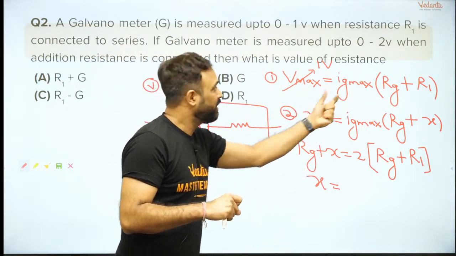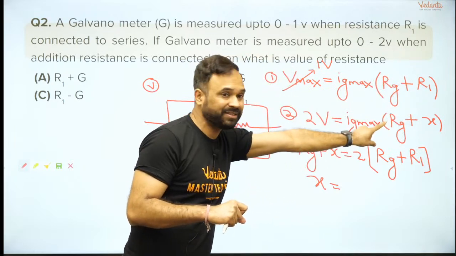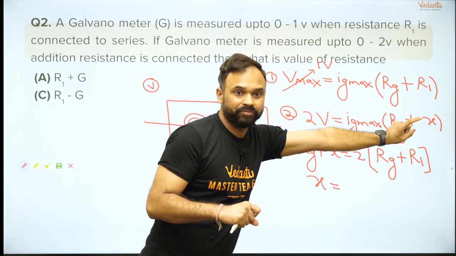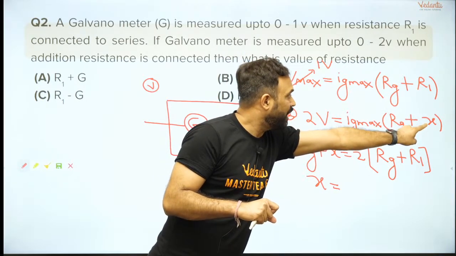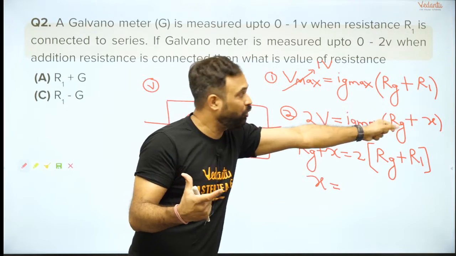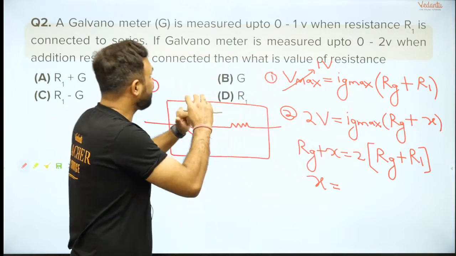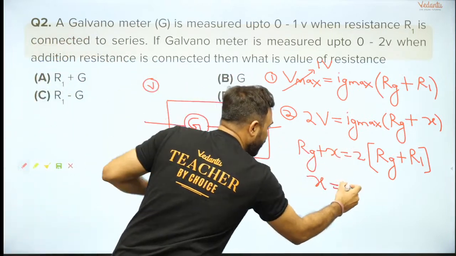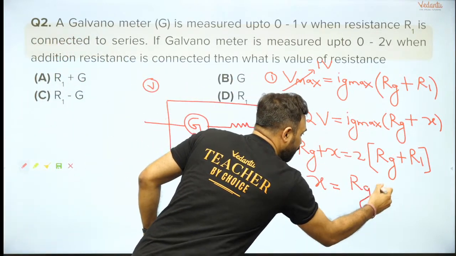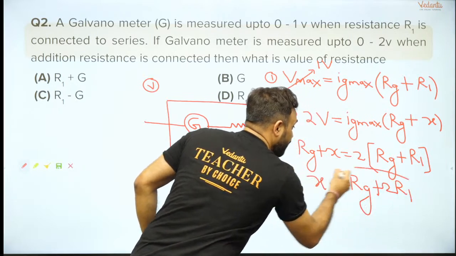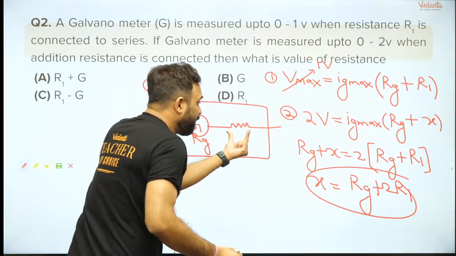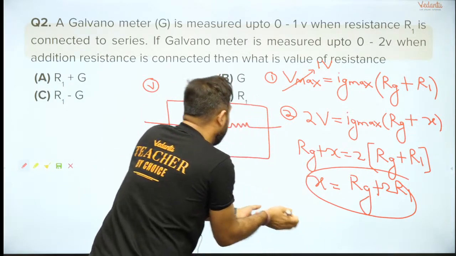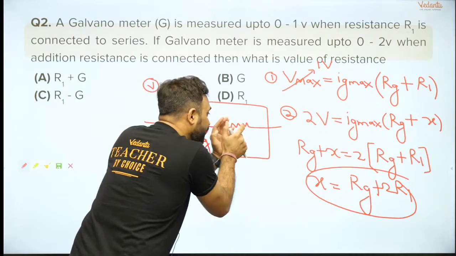It was a basic problem based on the maximum voltmeter reading, and that is Ig max into Rg plus whatever you have connected in series. If initially it was R1, now if the maximum reading is twice, this box should be twice, but Rg remains as such. So this term should be Rg plus R1. If this term becomes Rg plus 2R1, then only the purpose is solved. So if he says what additional can be connected, this answer X for me comes out as Rg plus 2R1.